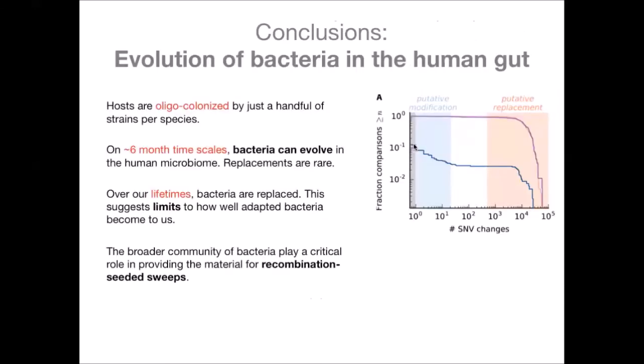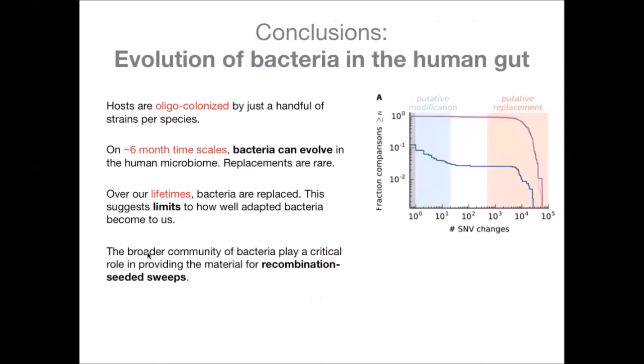So to conclude this part of the talk, we can say a few things about the evolutionary dynamics of bacteria in the human gut. Hosts are oligo-colonized by just a handful of strains per species. On 6-month timescales, bacteria can evolve in the human microbiome. Replacements are rare. Over our lifetimes, bacteria are replaced. This suggests limits to how well adapted bacteria become to us. And the broader community of bacteria play a critical role in providing the material for recombination-seeded sweeps.